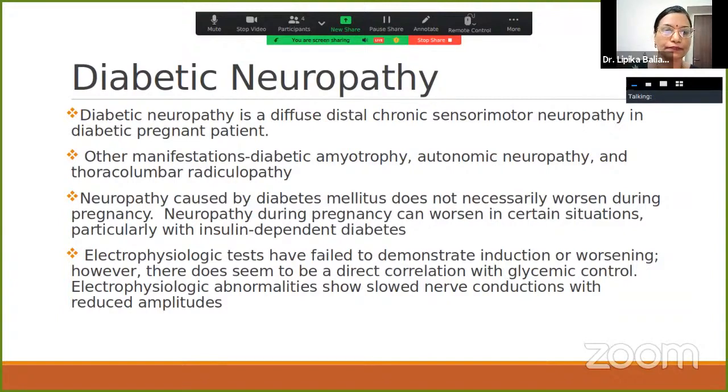It is very important to pad the points which are prone for damage and maintain adequate hydration and temperature in these patients to prevent the worsening of diabetic neuropathy. Careful positioning and padding is a must.